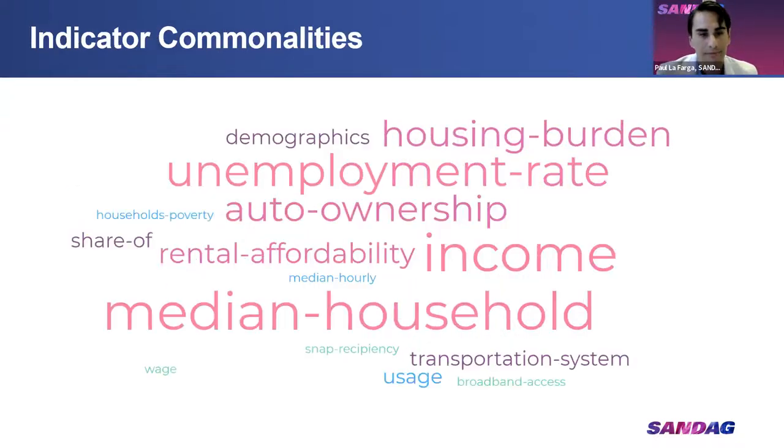Next slide, please. Here's the same word art that shows some of the different indicators that came up. Unemployment rate was mentioned a lot. Median household income as well. And then some of them not as much, like median hourly wage, but we still thought that was important. Next slide, please.